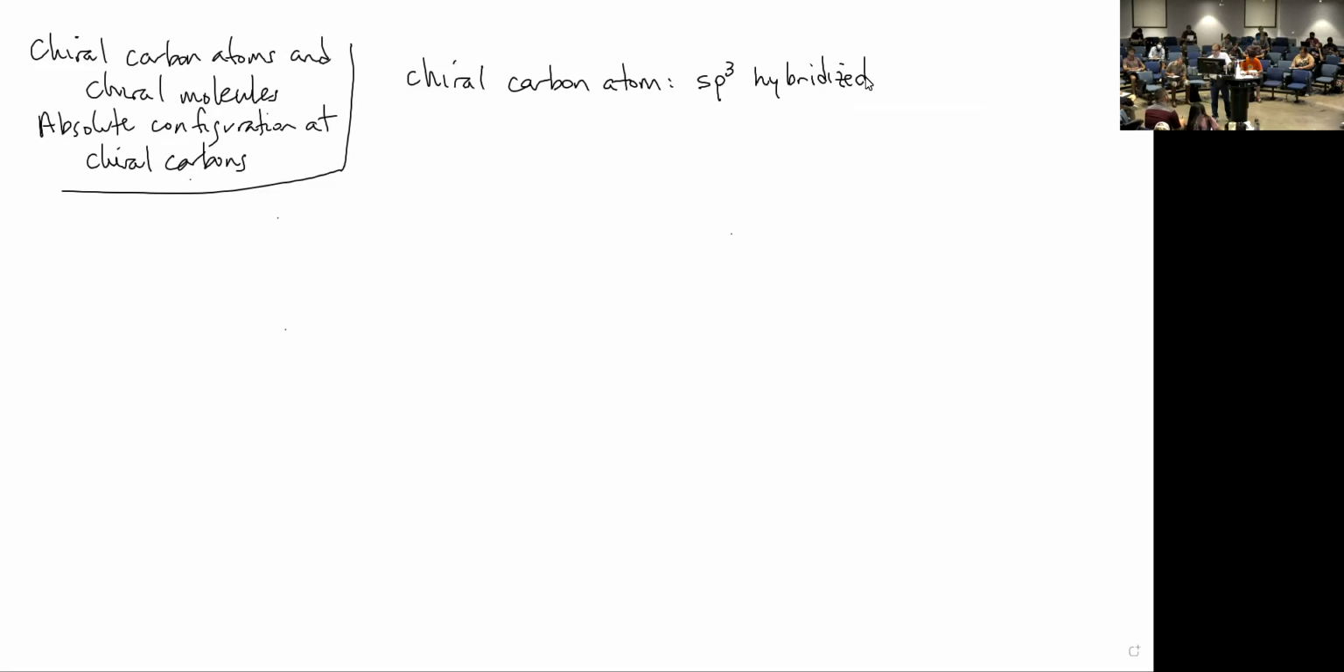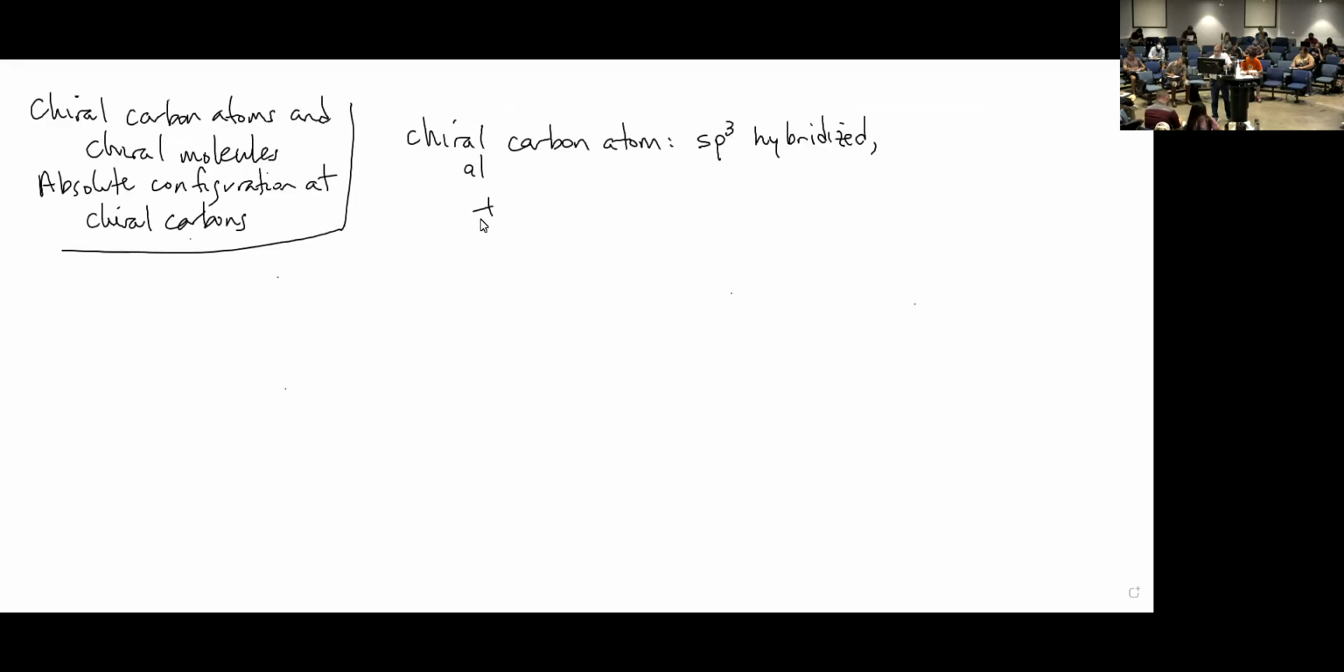It must be sp3 hybridized, and it must be attached to, whoa, what just happened? I didn't know I could write with my finger. It must be attached to 4 different carbon atoms. And I'll move that thing in just a moment. But not 4 different, sorry, 4 different groups.